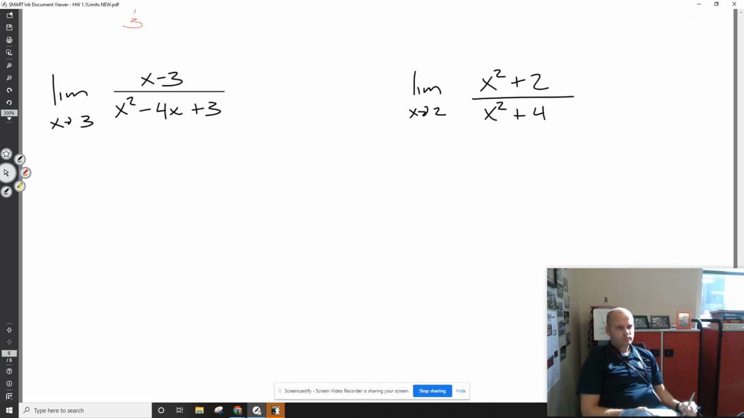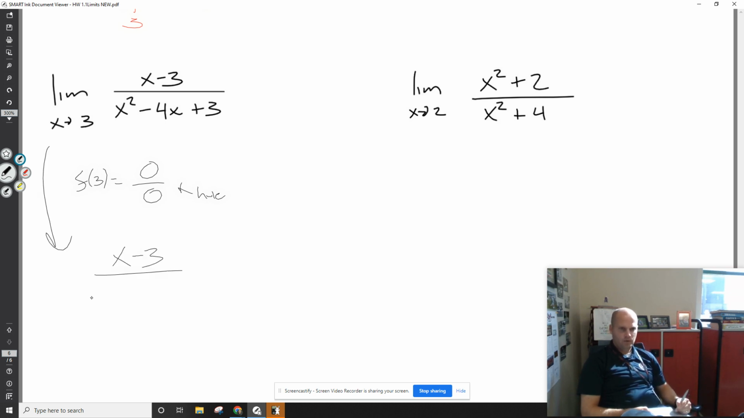Okay? Plug in 3. 9 minus 12 plus 3. 0. This is an indication that you have a hole. Holes have limits. They have a value that they're approaching, but it's a location that you don't get a value for. You can't plug in 3, but I can plug in things close to 3. An algebraic way to discover the location of the hole is to investigate further by factoring.